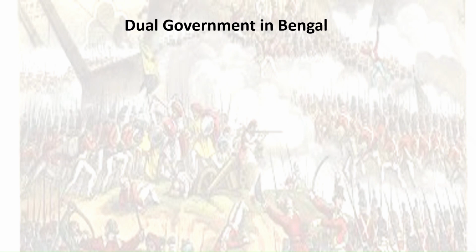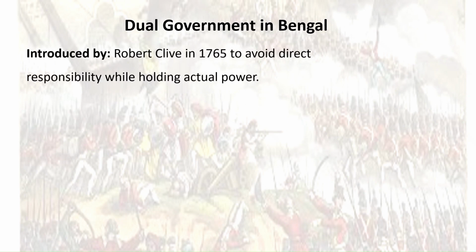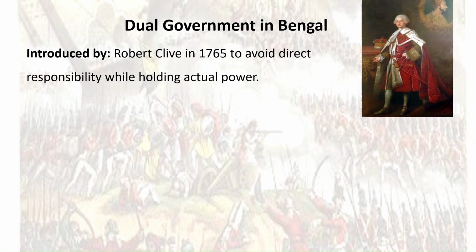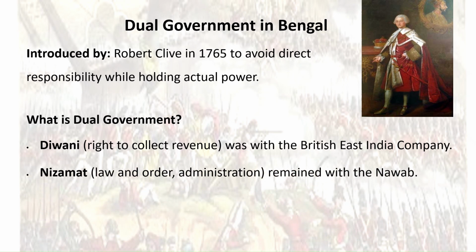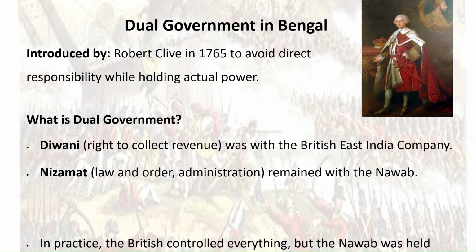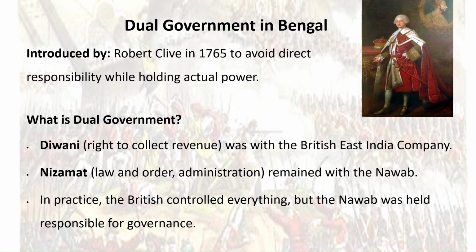Dual government in Bengal. Dual government was introduced by Robert Clive in 1765 to avoid direct responsibility while holding actual power. What is dual government? Diwani, the right to collect revenue, was with the British East India Company. Nizamat, law and order and administration, remained with the Nawab. In practice, the British controlled everything, but the Nawab was held responsible for governance.